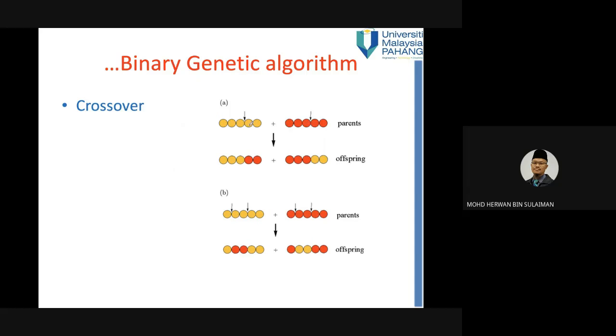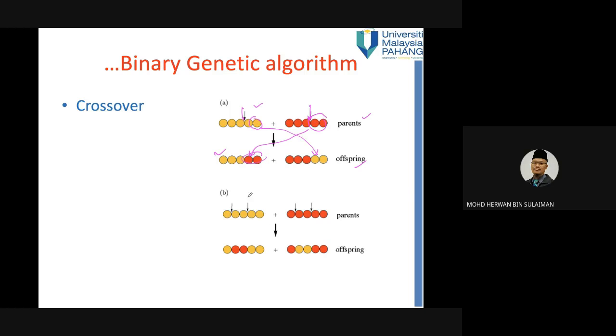So this is how crossover happens. Let's say we have 5 digits, and these are your parents. We want to make a crossover between these 2 points. So these 2 will go to this parent to get the new offspring, and these 2 will go to this one to get the other new offspring. So you have 2 parents to obtain 2 offspring. This one we call 1-point crossover.